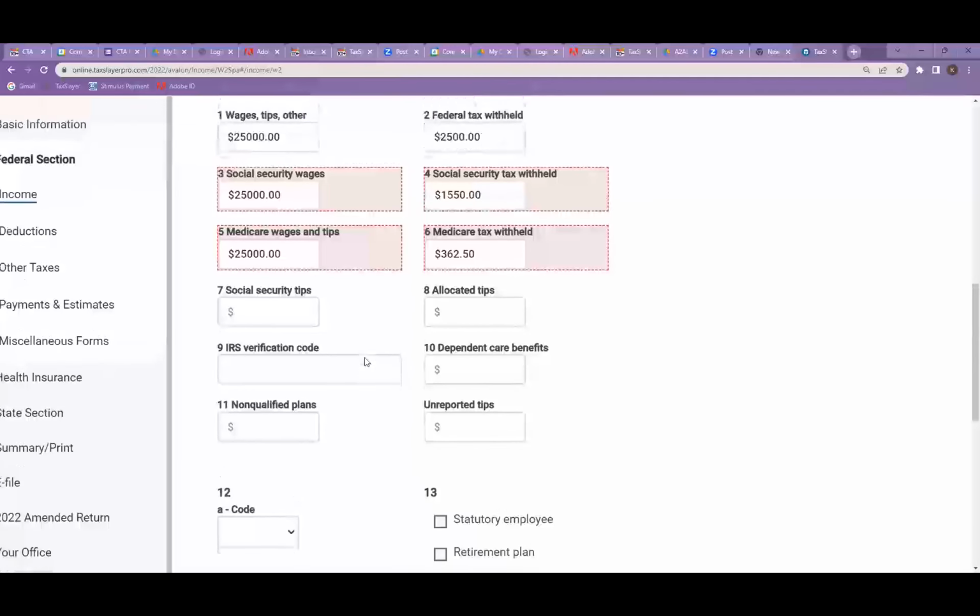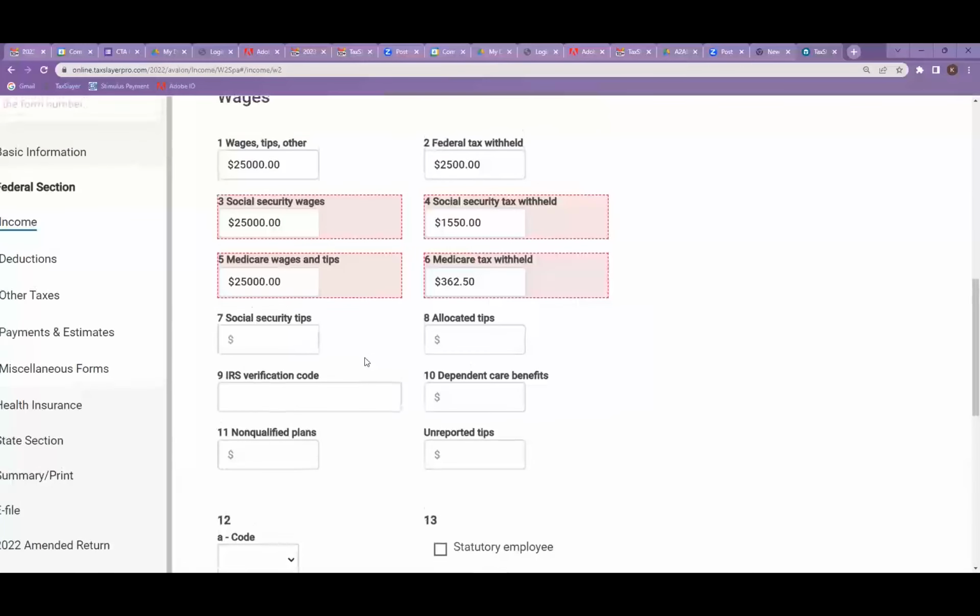Scroll down, please, Keisha. Emil, just one question. Why are boxes 3 to 6 red? Those are calculations. So in other words, you put in information on the wages, it automatically carried through to boxes 3 and 5. TaxSlate is automatically calculating boxes 4 and 6. In some cases, 3 and 5 might be different, and the calculations on 4 and 6 might be different. In this case, the wages, Social Security wages, and Medicare wages are all the same. Okay, that's what that is.